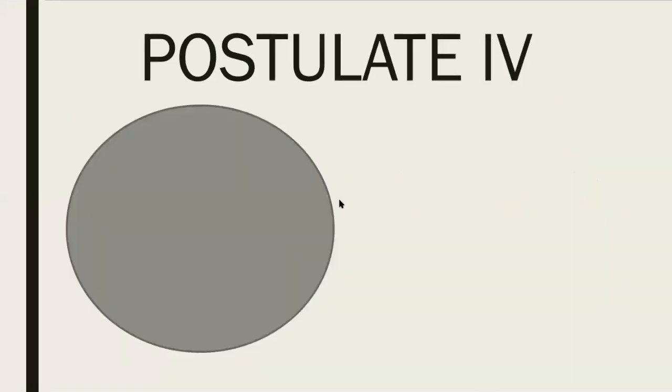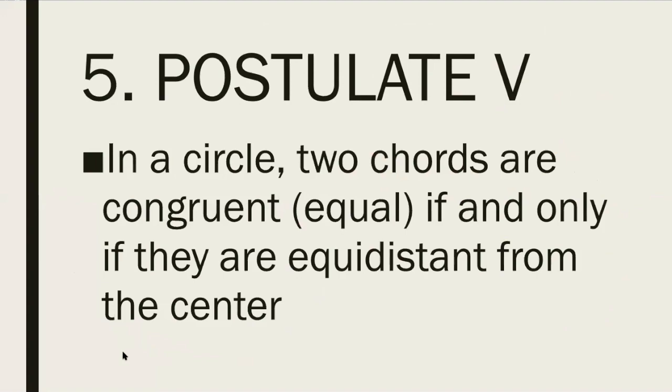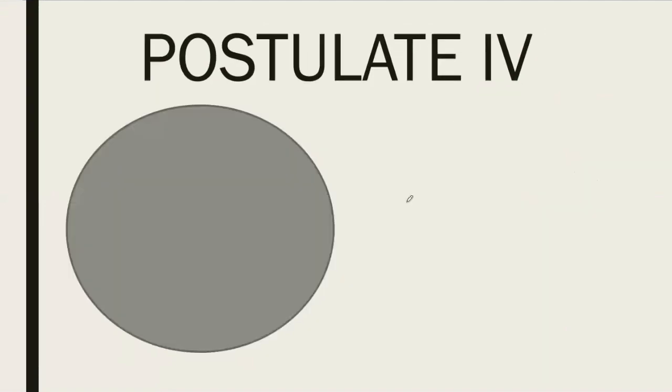Postulate 5 po. Okay. So, in a circle, two chords are congruent or equal if and only if they are equidistant. Hindi na to 4, 5 kasi wala na akong space. So, two chords. Di ba yung chord, hindi siya lalabas. So, chord A, chord B, and chord C, chord D.